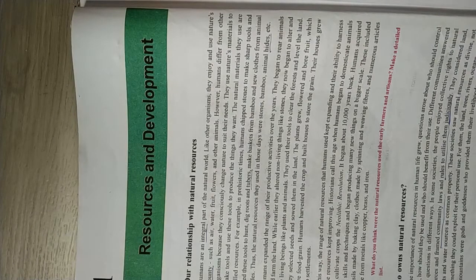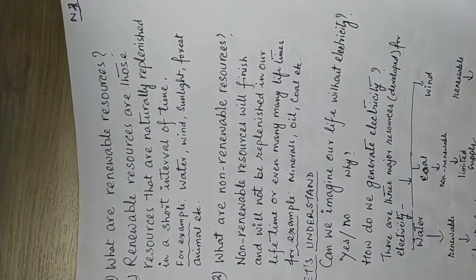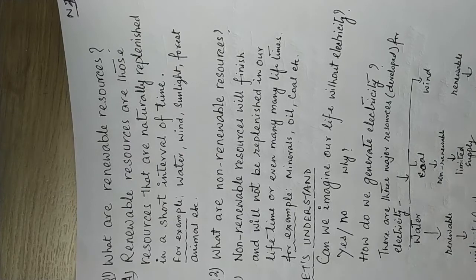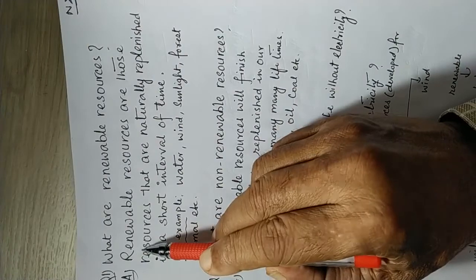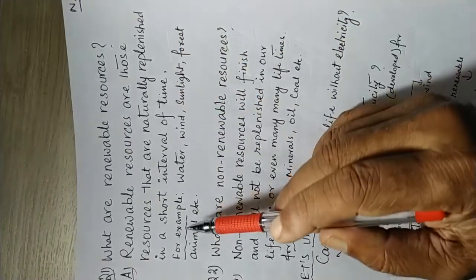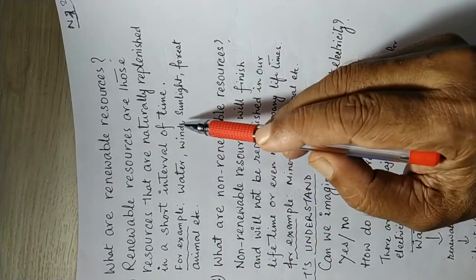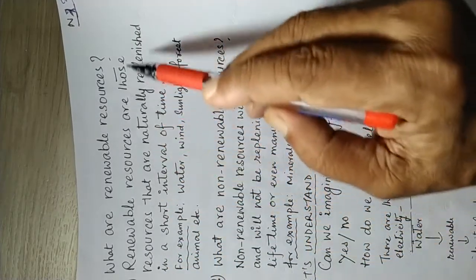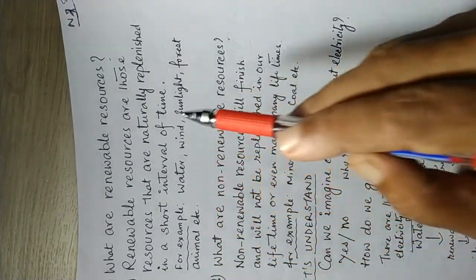Now let me explain the second classification, that is on the basis of availability or exhaustibility. There are renewable and non-renewable resources. Now let us first understand what renewable resources are. Renewable resources are those resources that are naturally replenished or renewed in a short interval of time. I repeat, renewable resources are those resources that are naturally replenished in a short interval of time.